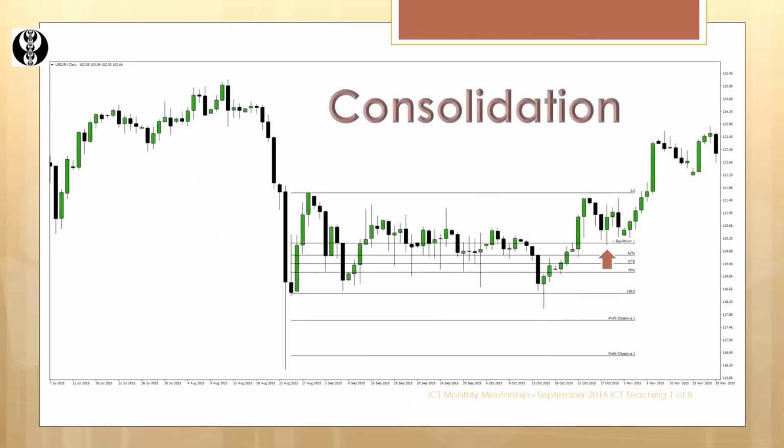Here we see where we've identified a range defined specifically by the bodies of the candles, not the wicks. Now, as you can see, price moves out in an expansive manner and then comes right back down to the equilibrium price point and then expands to the outside.